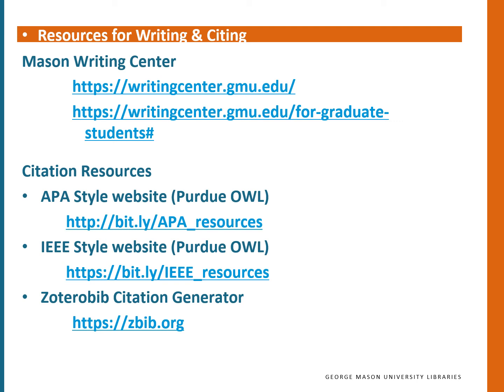Or if you would prefer to use a citation generator, one of the better ones is Zotero Bib, which is shown here on the screen at the bottom. With this one, you can just type in the title of the article, and it will go and search for it, and it will bring back the citation information and create the citation in the style you have requested. So it makes life a lot easier if you use some of these tools for citation.